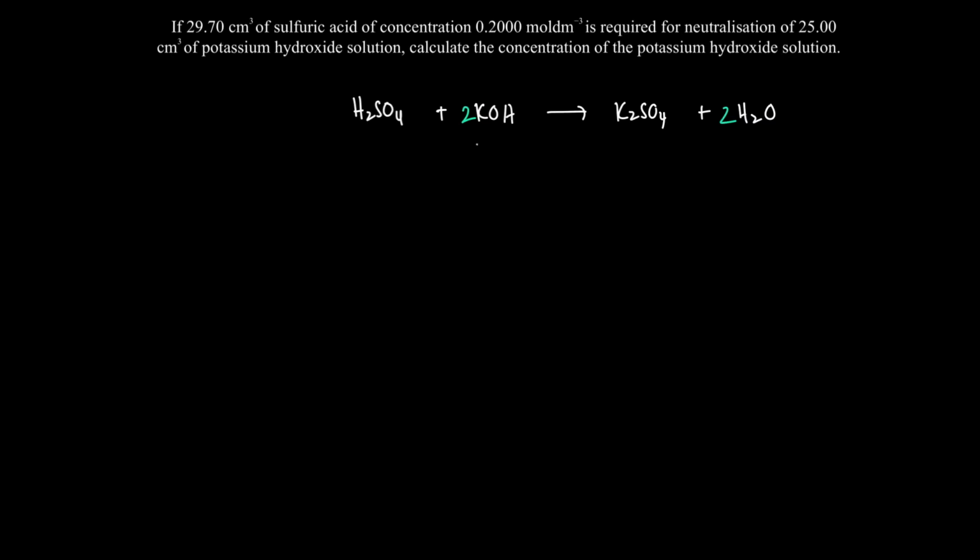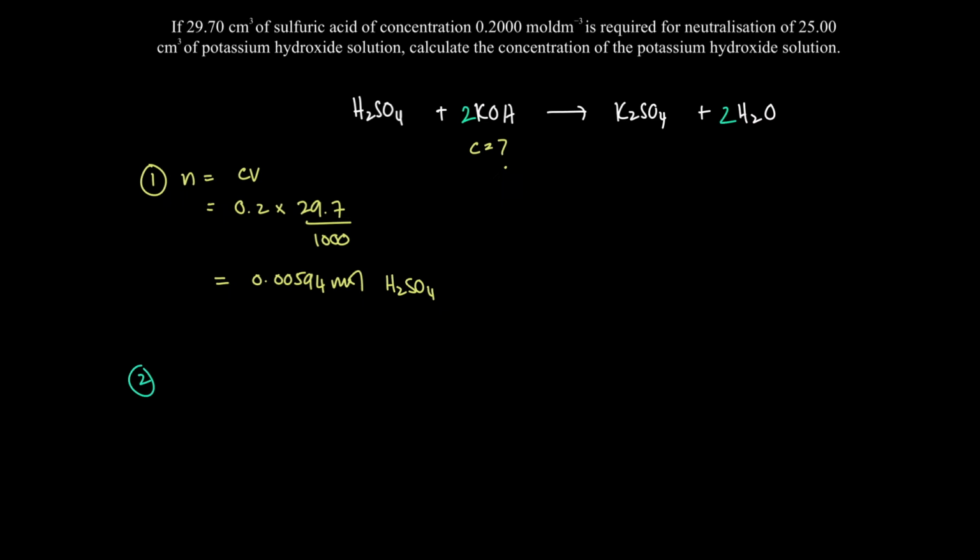We want to know the concentration of potassium hydroxide, so that is the unknown. For sulfuric acid, the number of moles is equal to the concentration times the volume. The concentration is 0.2, and the volume is 29.7 cm³. So this comes out to 0.00594 moles of sulfuric acid. Again, the first thing we do is find the number of moles of whatever quantity they've given us information about. Then we use ratios to find the moles of potassium hydroxide.